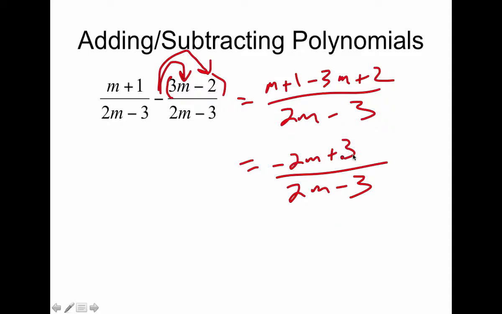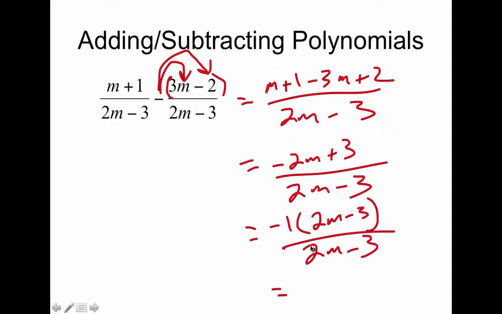This goes back to what we had the other day. These look the same. If I want to switch the signs on the top, I can factor out a negative 1 and get 2m minus 3 over 2m minus 3. My answer is negative 1. But you've got to watch out for this one over here. You've got to distribute that in. You have to understand that if it's a negative sign in front of the fraction bar, you've got to negate the whole thing.